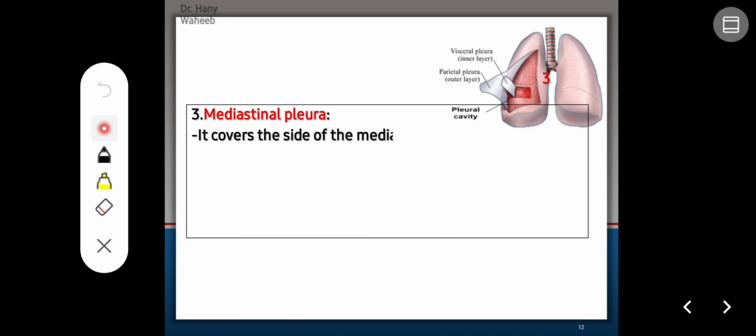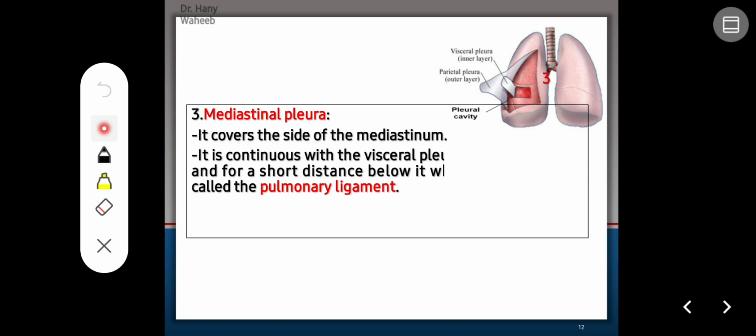It is a part of the parietal pleura which covers the side of the mediastinum. Again, it is continuous with visceral pleura around the hilum of the lung for a short distance below it, where it forms a fold called the pulmonary ligament. So this part of the parietal pleura, mediastinal pleura, is the part which forms a cuff around the root of the lung with the visceral pleura, and it is the part which forms the pulmonary ligament with the visceral pleura.